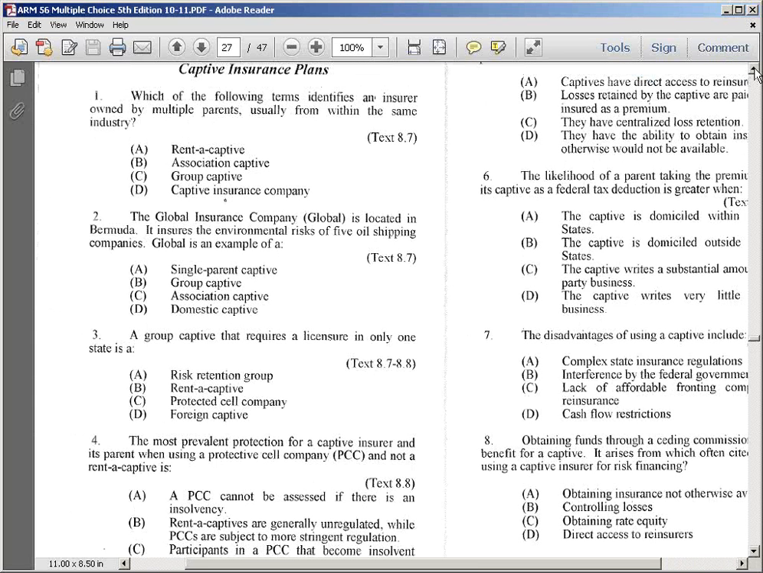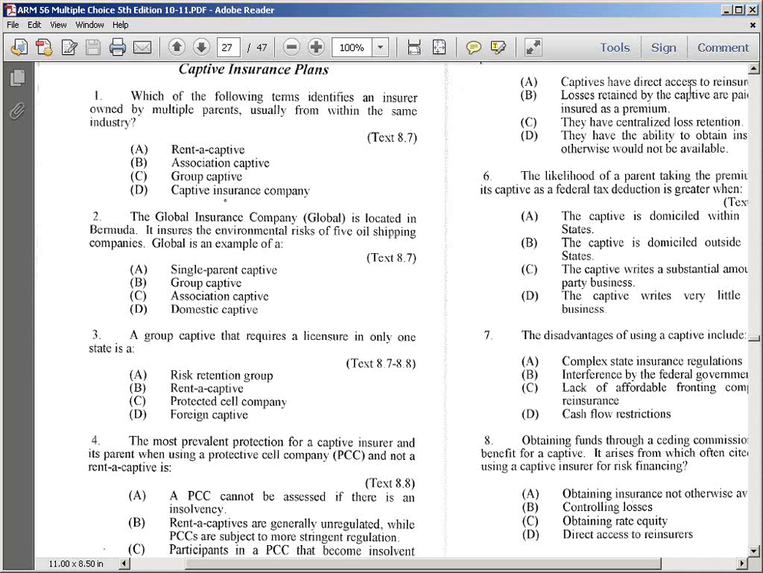So the first question: which of the following terms identifies an insurer owned by multiple parents, usually from within the same industry? Hopefully that's a fairly easy one. The challenge here, when you look at it, is you're going to probably go between B and C. That's probably where people are struggling, right?